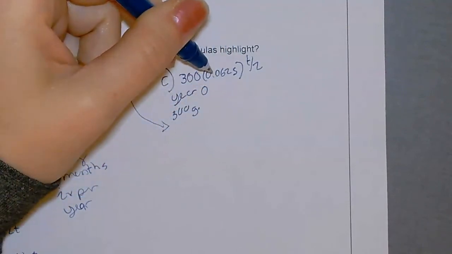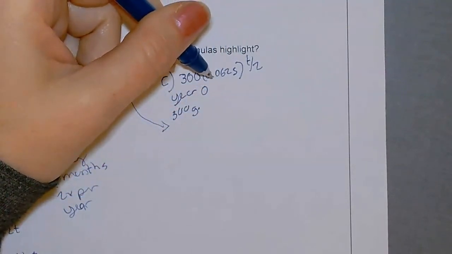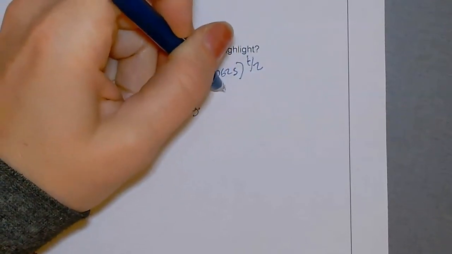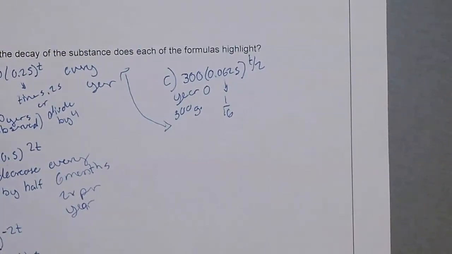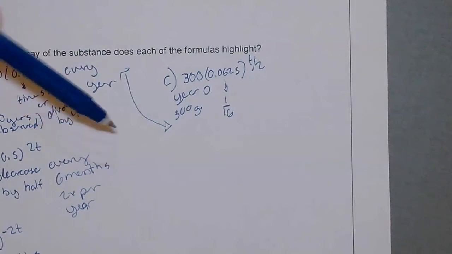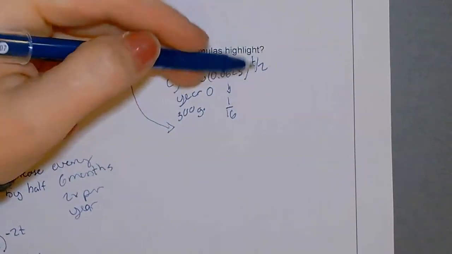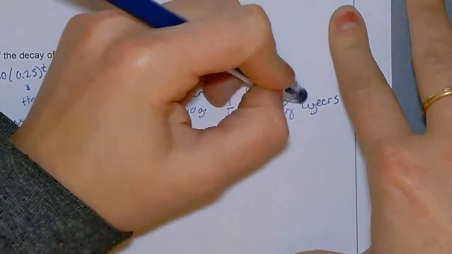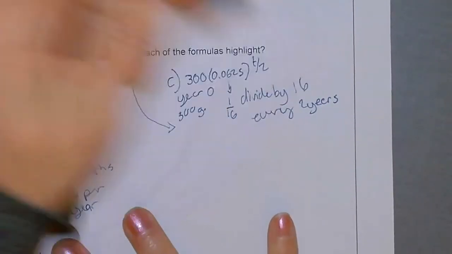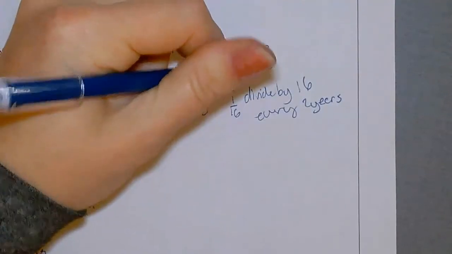But 0.0625, if we turn that to a fraction, that's actually the same thing as 1 over 16, which means we're dividing by 16. So if you think about how long would it take for this to divide by 16, well, it divides by 4 every year. So in 2 years, it would divide by 4 twice. 4 times 4 is 16. So this is saying we divide by 4 every 2 years. Oops, I said that wrong. Not divide by 4. We know we divide by 4 every year. We're saying we divide by 16 every 2 years. So in 2 years, you would divide by 16.